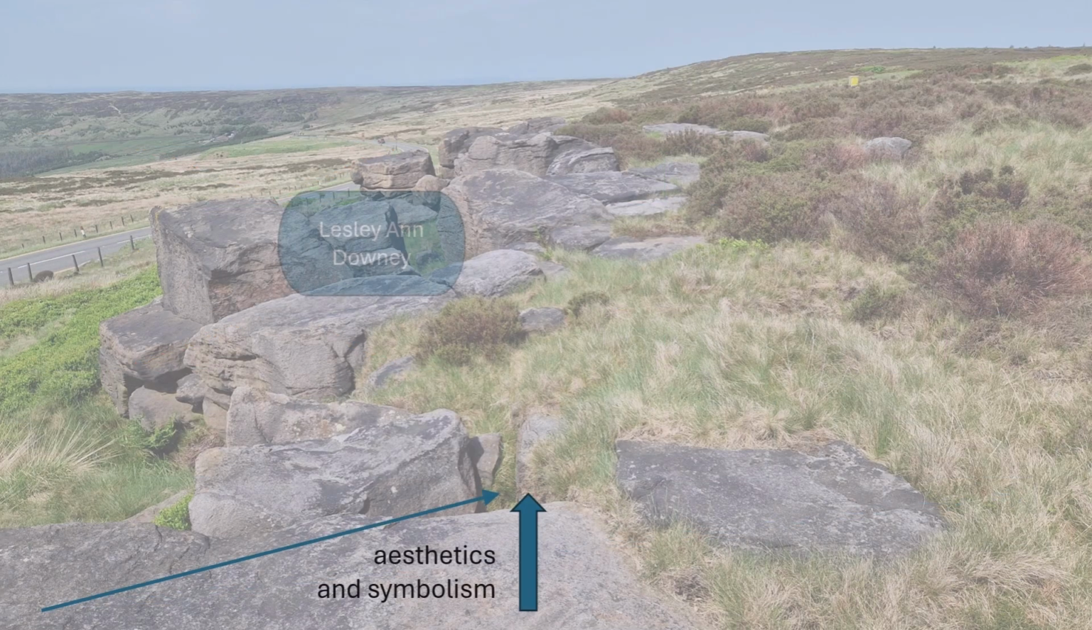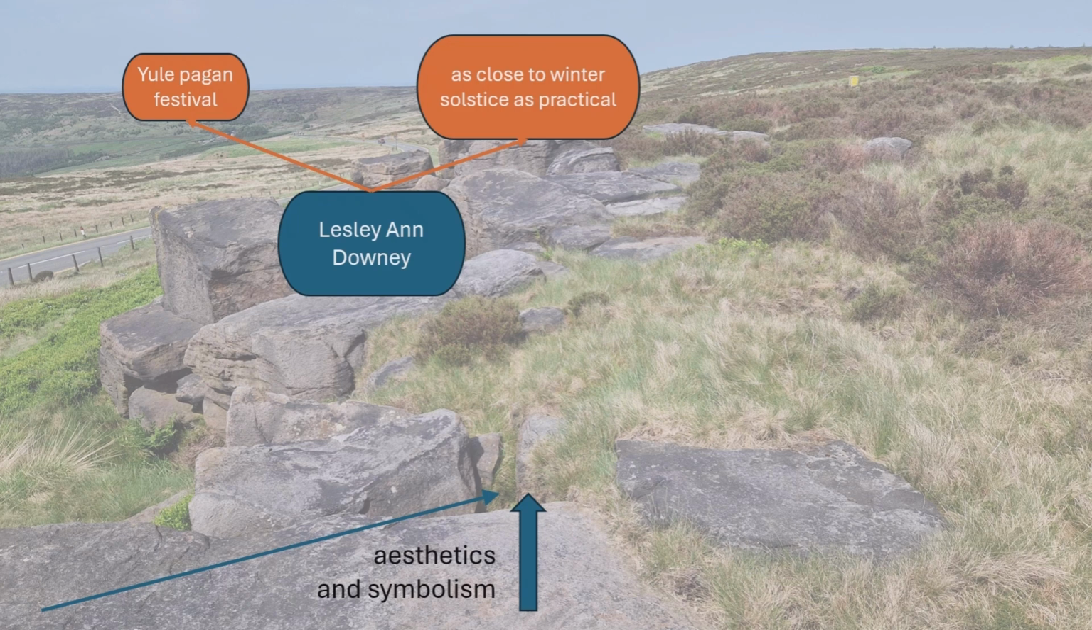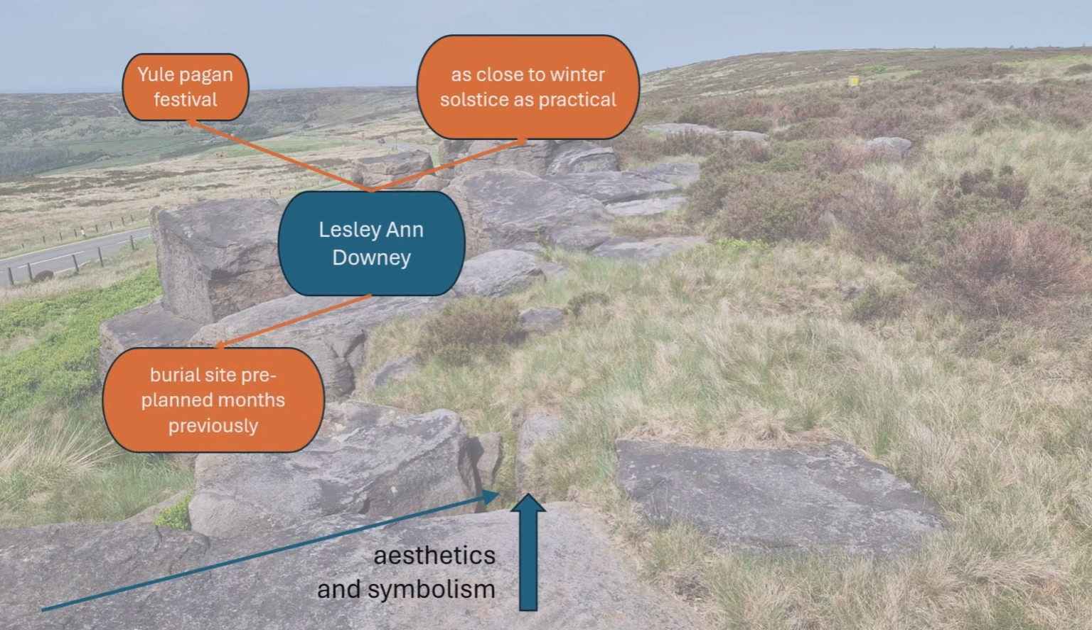Leslie Ann Downey was murdered on Boxing Day 1964 during the Yule pagan festival. It was as close to the winter solstice as practical for them that time of year, when the house was empty as Hindley's grandmother was out for the day. Brady admitted that her burial site was pre-planned.